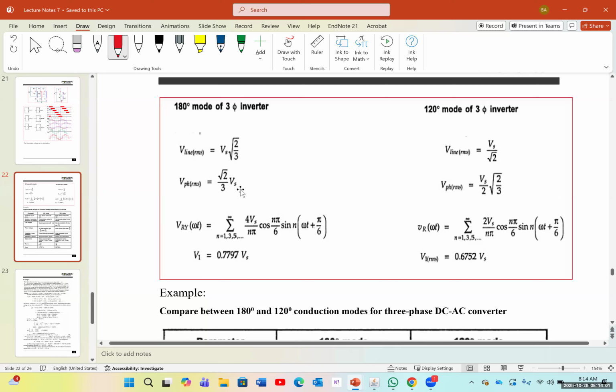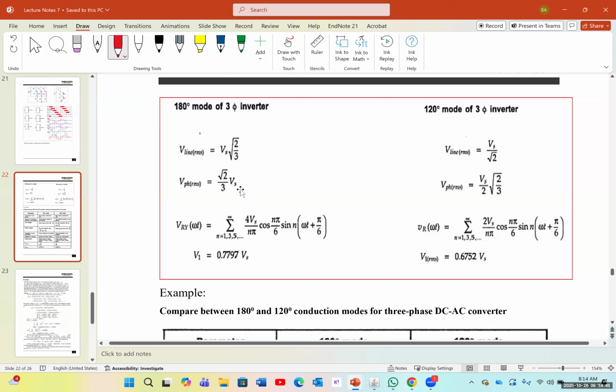So just by looking at this, which one has a higher line RMS voltage? Obviously, the 180 degree. The 120 degree one is going to be Vs over square root of 2, or Vs over 1.4. The other one is Vs times square root of 2 over 3, and it's going to be a little bit larger if you just calculate them. And the reason is obvious, because that is conducting more compared to the 120 degrees phase mode.